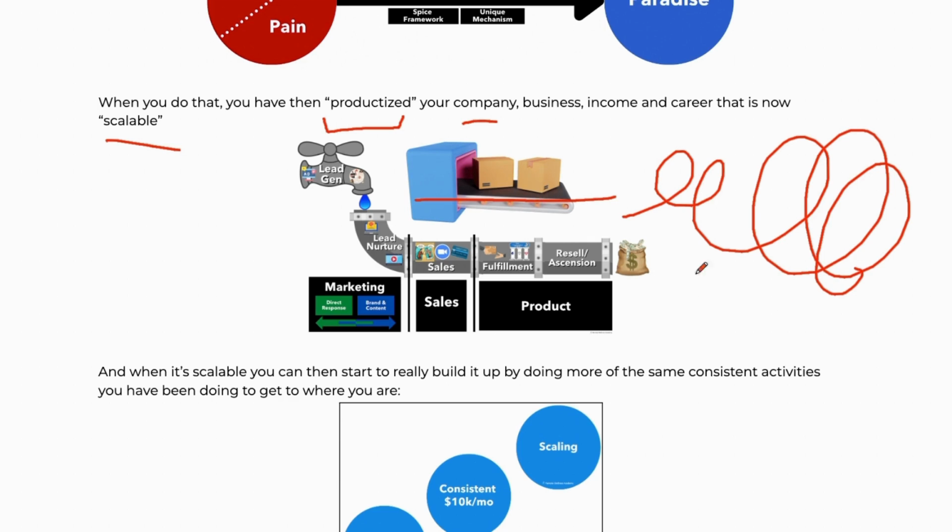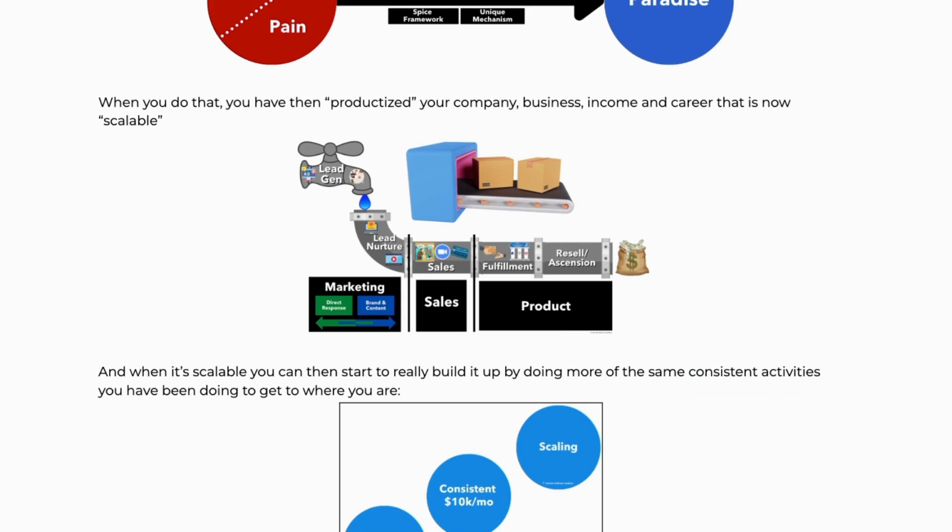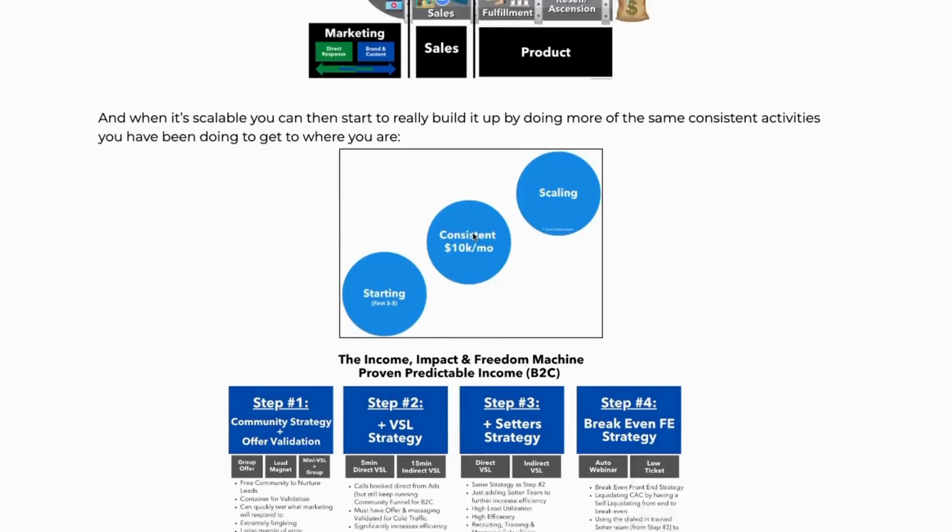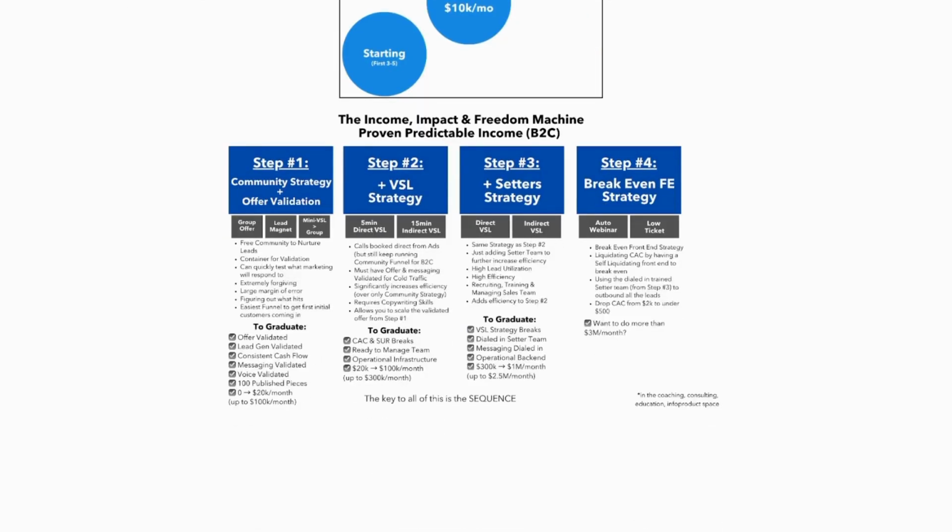And so that way you can make sure that you are doing the consistent activities to be able to get you to where it is that you're looking to get to, right? And so this is the kind of diagram that we talk about when we talk about the 4-step process on here, right? So step number 1 is the community strategy and offer validation.